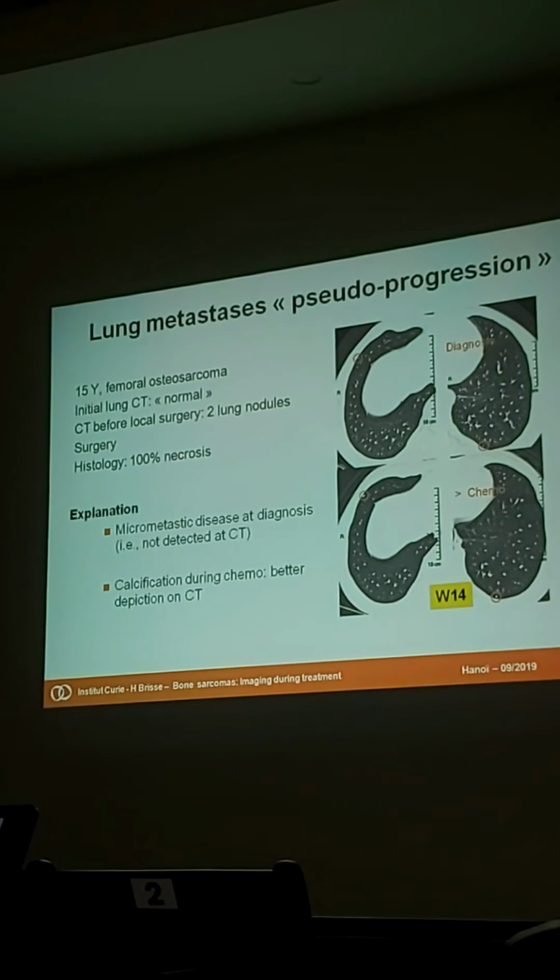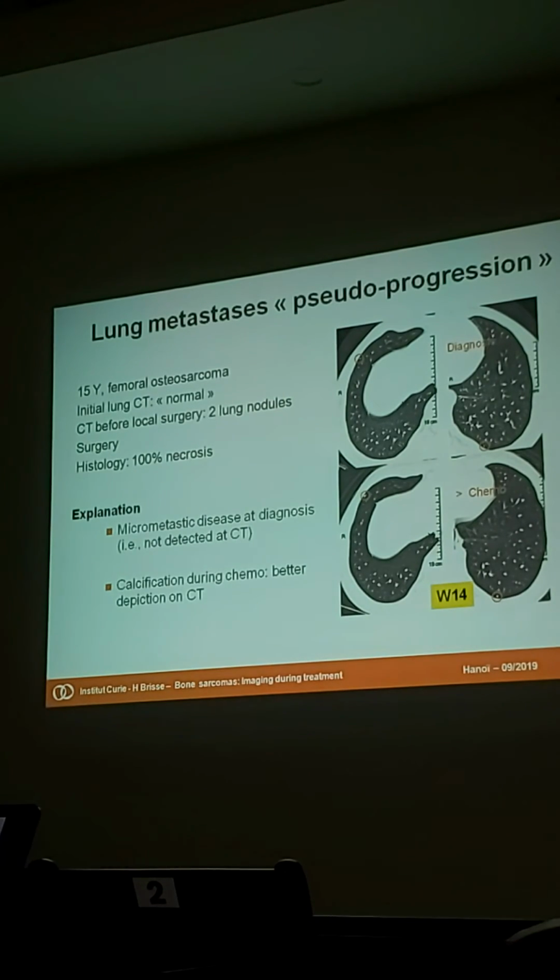Okay, so what does it mean? It means that when you have very small nodules, they also can calcify during chemotherapy. And this is not a sign of progression, it's the same like on the local tumor. And as they are calcified, you see better on CT, and so you think it's a disease progression. Okay, so it's a trap, another one. So micrometastatic disease may calcify during chemo and lead to pseudo progression.